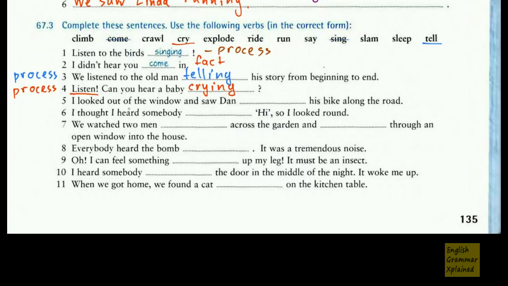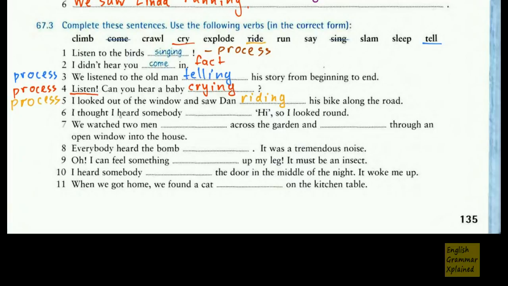Well, number 5, I looked out of the window and saw Dan, his bike along the road. Riding, maybe riding his bike along the road. I see a ride here, so riding. I saw Dan in the middle of his action. He was riding, and I looked out of the window and saw him. I saw only part of his process, so that's the process. And I use present participle.